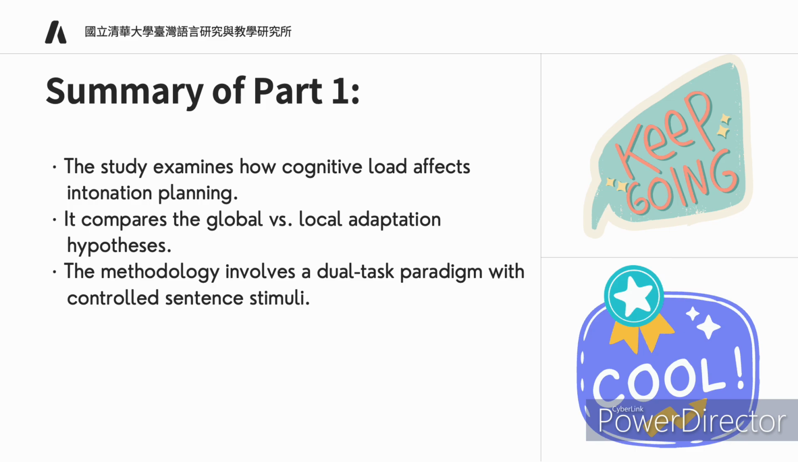In summary of Part 1, this study examines how cognitive constraints affect intonation planning. The research tests whether intonation is planned globally or adjusted locally, and how cognitive load influences this process. We have covered the study's theoretical background, hypotheses, and methodologies. In our next session, we are going to discuss the procedure and analysis.